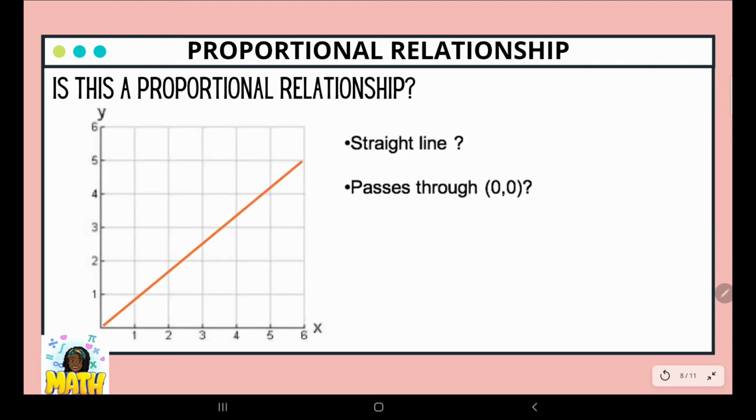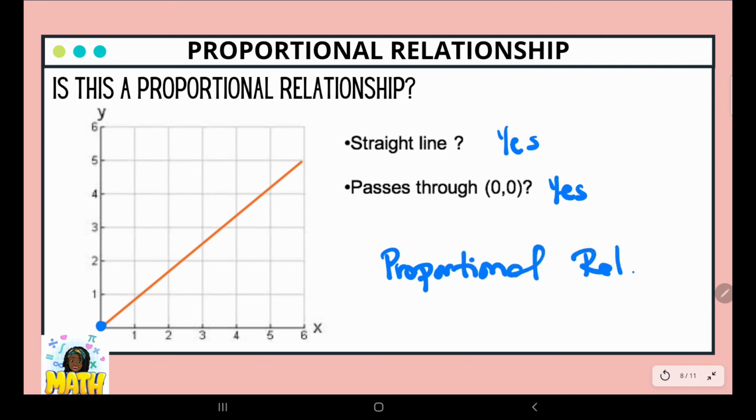So now let's go ahead and take what we just learned to decide whether or not this graph is a proportional relationship. So the first thing is, is it a straight line? Yes, it is. Does the line pass through the origin of 0, 0, which would be located here? Yes, it does. Therefore, this is a proportional relationship. Okay, so it meets all criteria, has to meet all of them, and therefore it would be a proportional relationship.